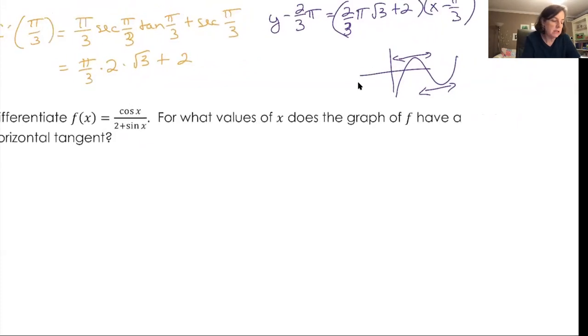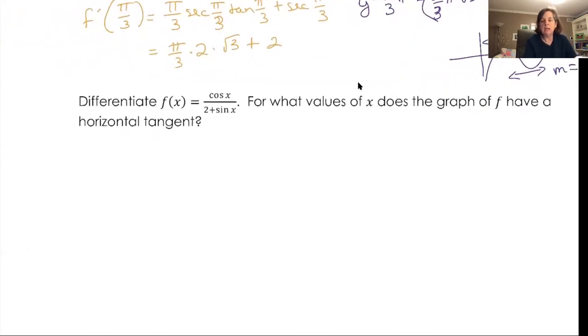Horizontal tangent means the slope is 0. So we're going to want to find the derivative and then set it equal to 0. All right, so let's find the derivative. Low d high minus high d low all over the square of what's below.